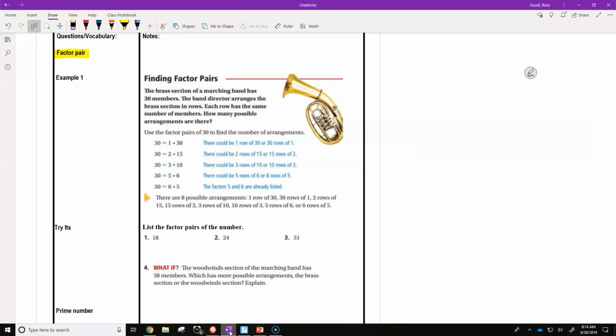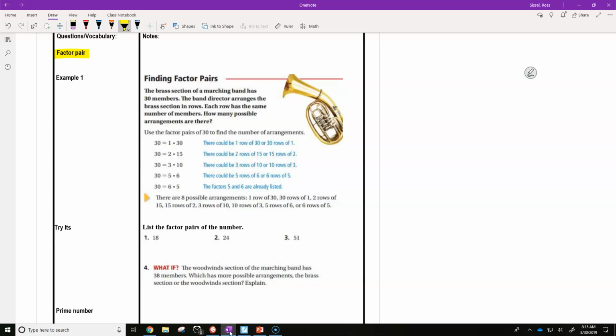So here's what they did. They said we need to find all the arrangements of 30. So they said we need to find all the factor pairs of 30. Well, we could do 1 times 30. So there could be one row, putting 30 kids in a straight line. There could be 2 rows of 15. There could be 3 rows of 10 and 5 rows of 6.